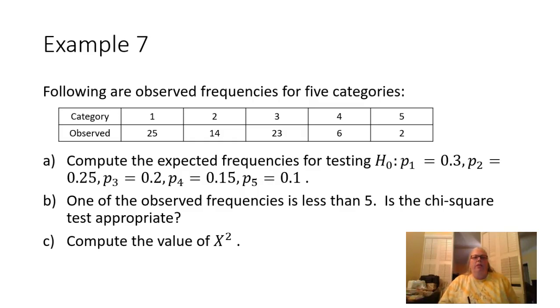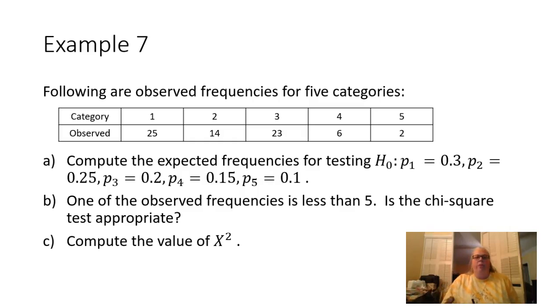Example 7. Following are observed frequencies for 5 categories. Part A, compute the expected frequencies for testing the null hypothesis. P1 is 0.3, P2 is 0.25, P3 is 0.2, P4 is 0.15, and P5 is 0.1.